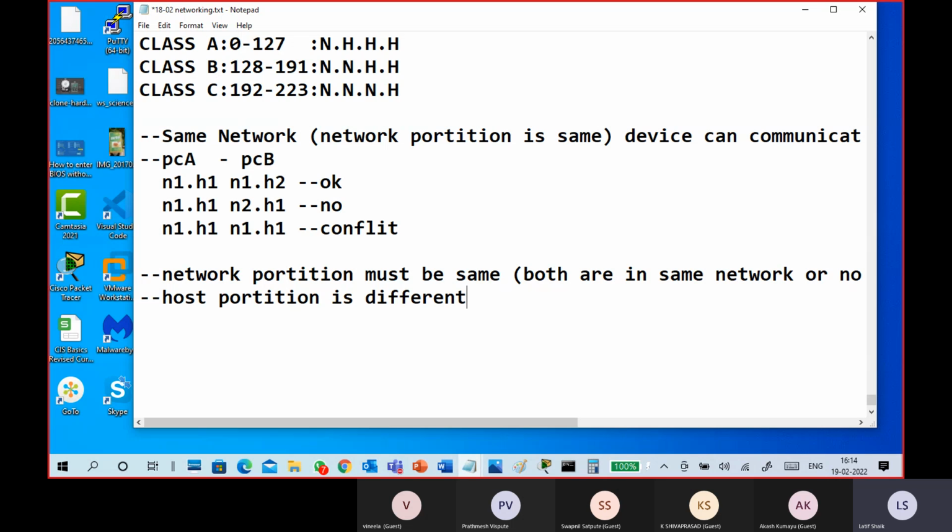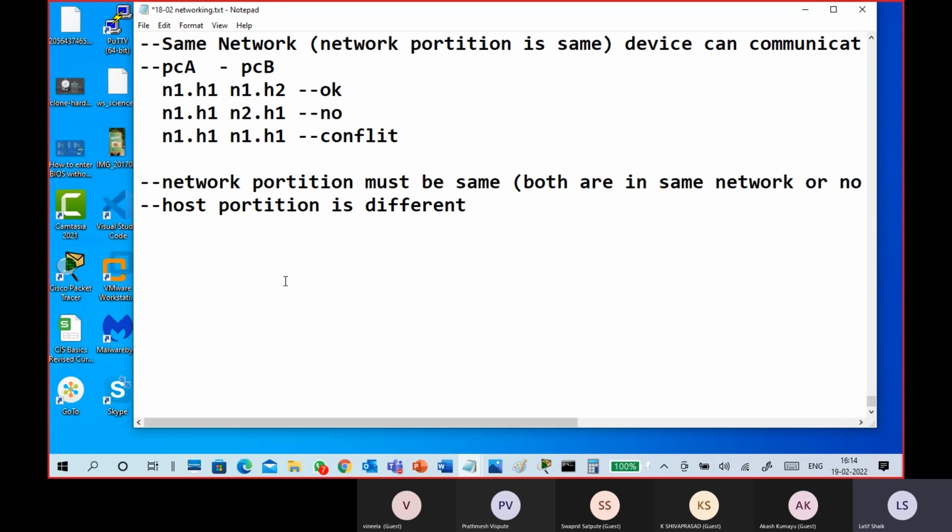There may be a little confusion about host portions, so we'll see that. Make sure the host portion entirely should not be the same. It means at least one difference must be there. I will show you that if you are not getting that point.